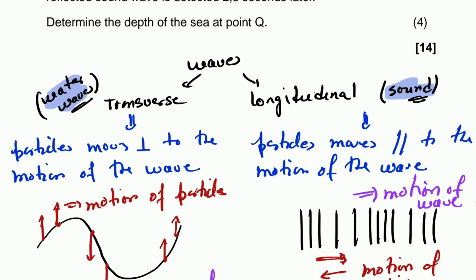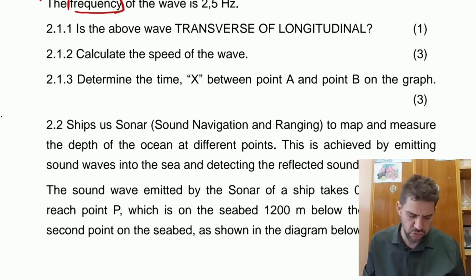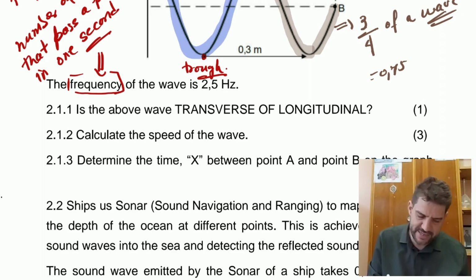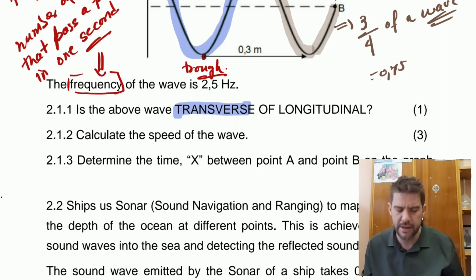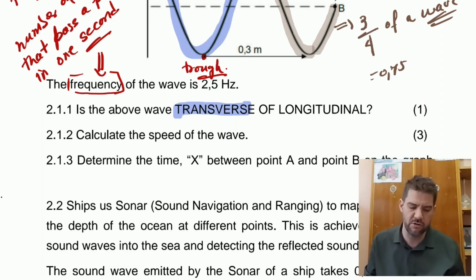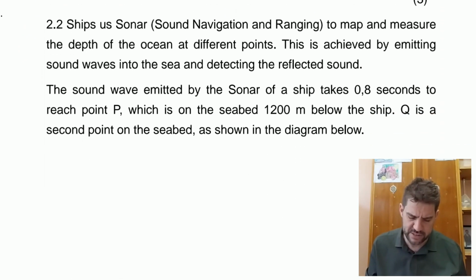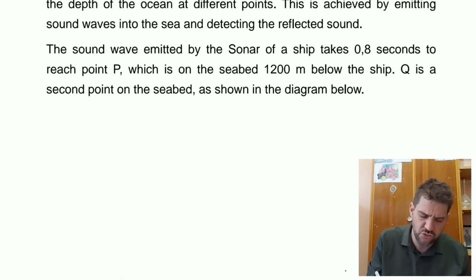Guys, we just answered question 2.1.1. It is going to be a transverse wave. If they ask you to justify or explain your answer, it is because the particles move perpendicular to the motion of the wave. Question 2.1.2: calculate the speed of the wave. It's simple to calculate the speed of the wave, and when you do this type of question, guys, get used to writing the data. It's important. So data, not with a highlighter, rather with a pen.